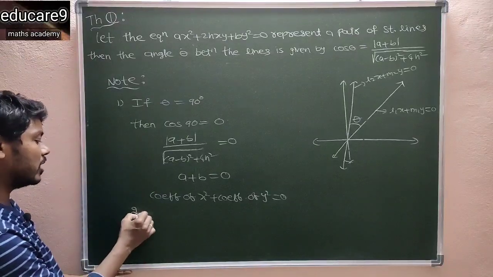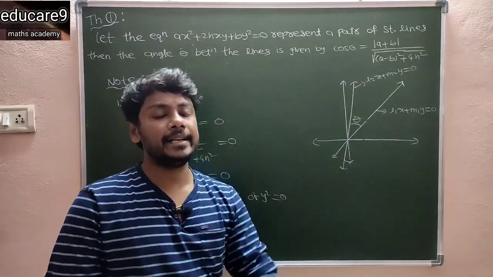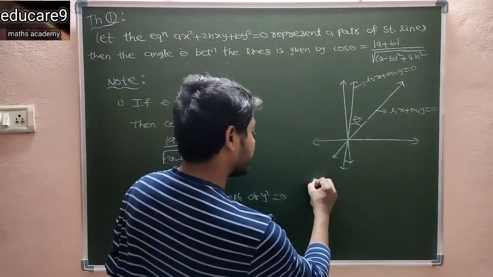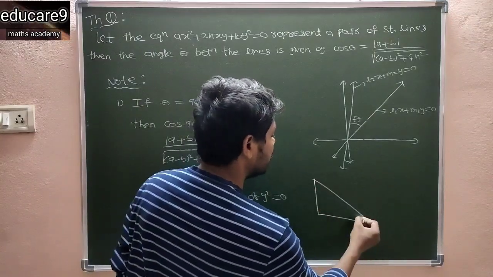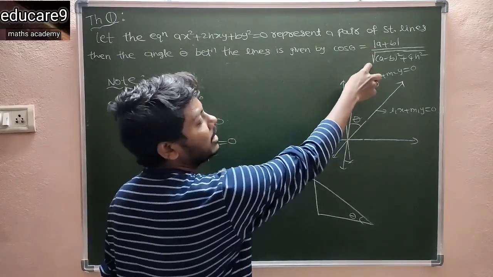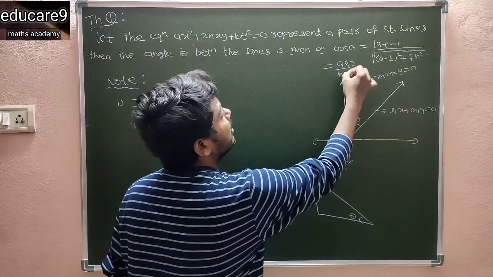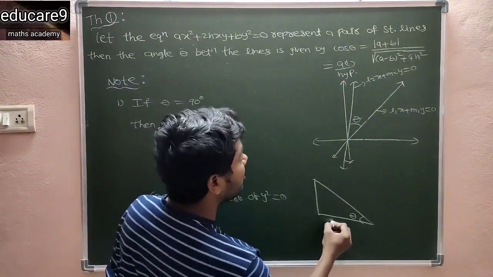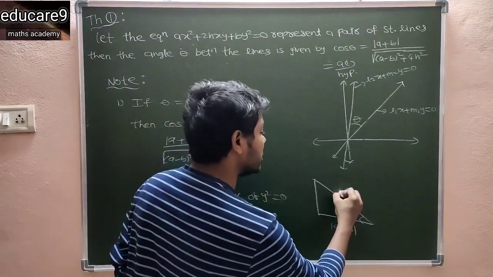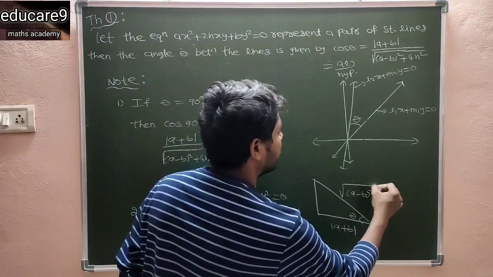Next, the second one. This is the cos theta formula. So how to find sin theta and tan theta? By using a right angle triangle. See here, this is theta. Here cos theta is adjacent side by hypotenuse. The adjacent side is A plus B, and the hypotenuse is square root of A minus B whole square plus 4H square.